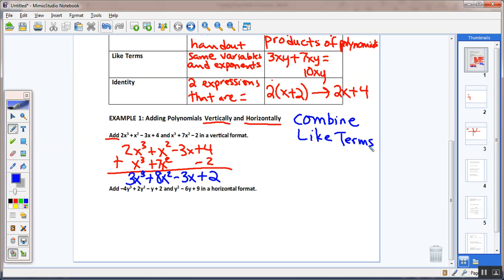Now, horizontal format, it's the same thing. I prefer horizontal format, and I'll tell you why in a little bit, because I've got to be honest with you. When you multiply, you're going to do that horizontally as well. Okay? So this next one right here, I'm going to add this how, kids? Okay, so I'm just going to rewrite this: negative 4y to the third plus 2y squared minus y plus 2. And now what are we adding to that, kids? Y squared minus 6y plus 9.